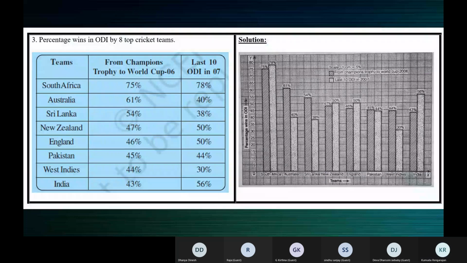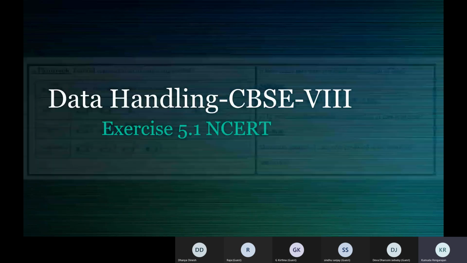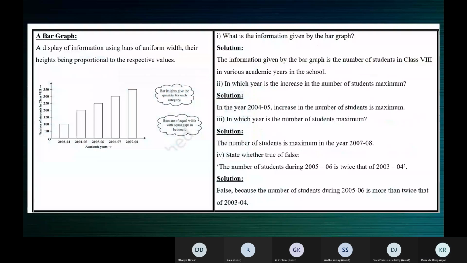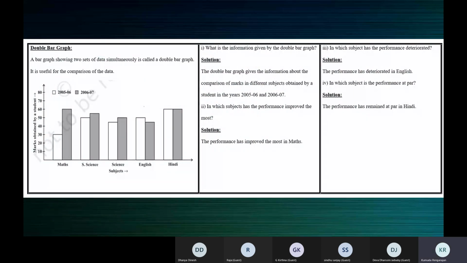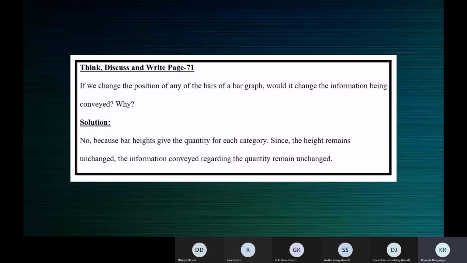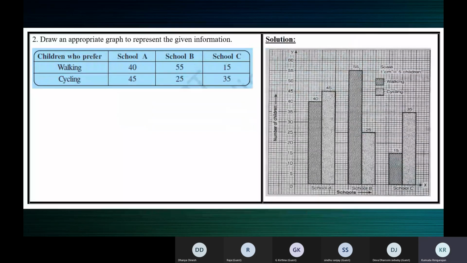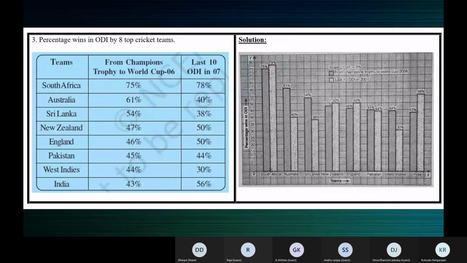We'll come again from the beginning. This is the first one. 2, 3, 4, 5, 6, 7.